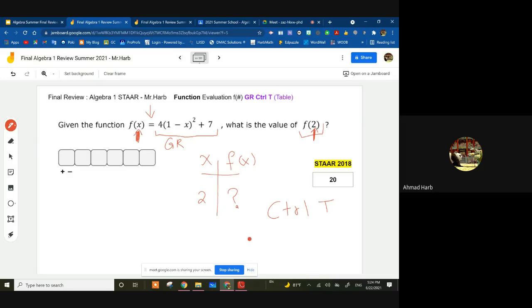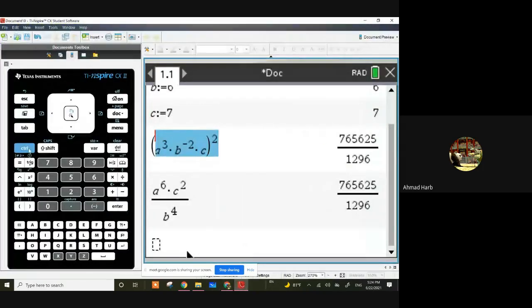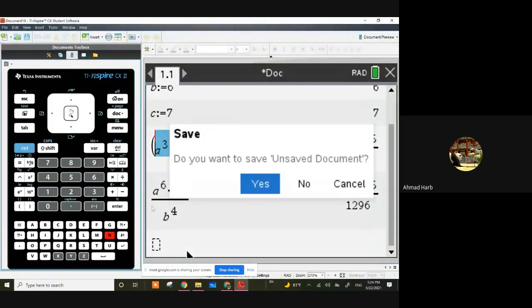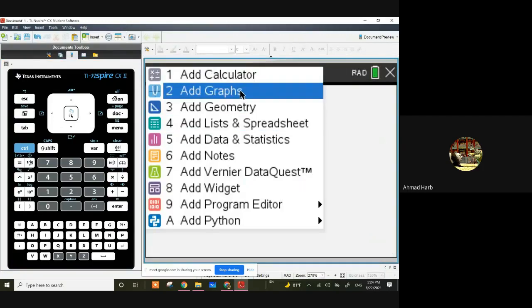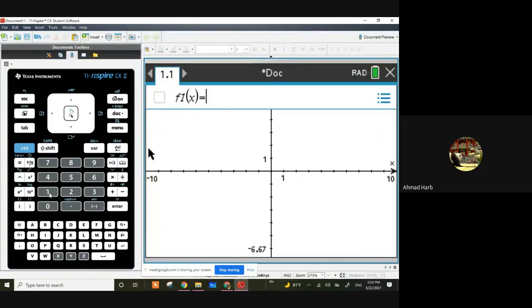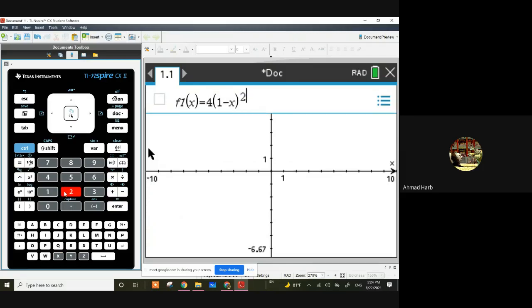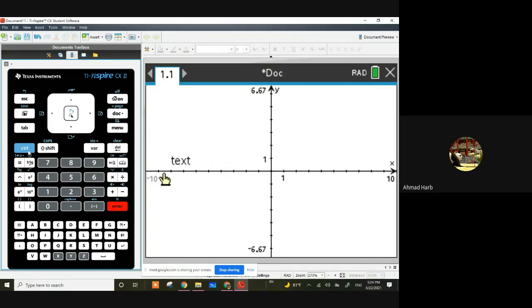So I'm going to go ahead to the calculator, and the first step, like we always do, Ctrl N, add a graph, and the function is 4 parentheses 1 minus, this is the minus, not this one, x, and all to the power of 2, and then bring it down, plus 7. So this is the function that is graphed. You might not see the graph, but it is there. If you zoom out, you will see it.